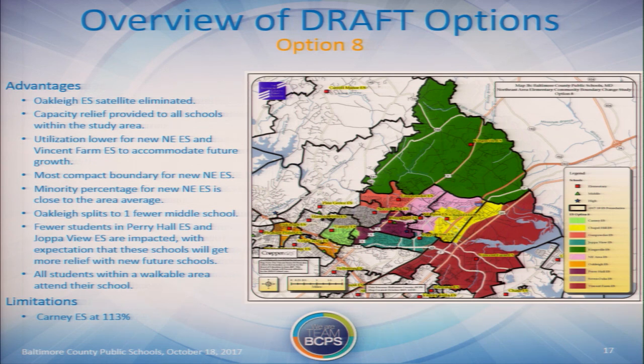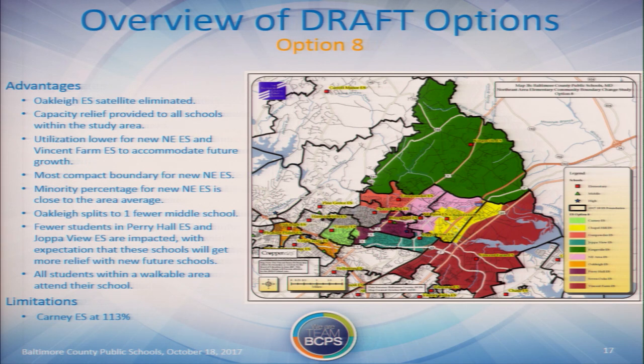Just like in option 7, the Oakley satellite splits to one fewer middle school. And again, Perry Hall and Joppa View have fewer impacts as a result of this, with being mindful of giving relief to some of the other schools further north that will not have as much relief in the future. And then all students within the walkable area can attend their school.